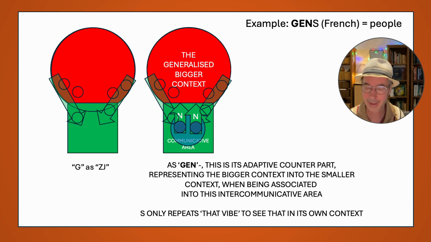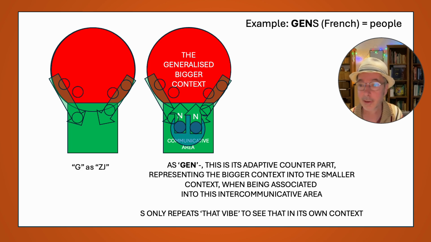It's always the same, it's always that kind of time frame, and that fits it also. So the gens or the people are actually related to a bigger context of the people with its individual application. So it is this, and it is a bit comparable to, I didn't put the S there yet. So I have here gen. I analyzed only the word gen, and gen is then also like the gen, the genes. It's an adaptive counterpart representing the bigger context into the smaller context where it is associated within this intercommunicative area.